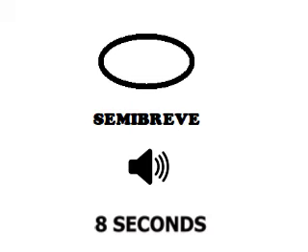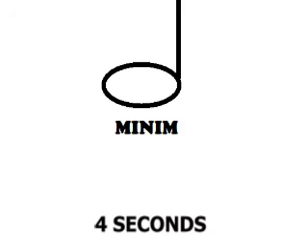It means that a minim will last for just 4 seconds. 1, 2, 3, 4. Which means two minims will give you a semibreve. You have to have two minims combined to give you two halves of a semibreve to give you a semibreve. In the same way, crotchets will have 2 seconds each.